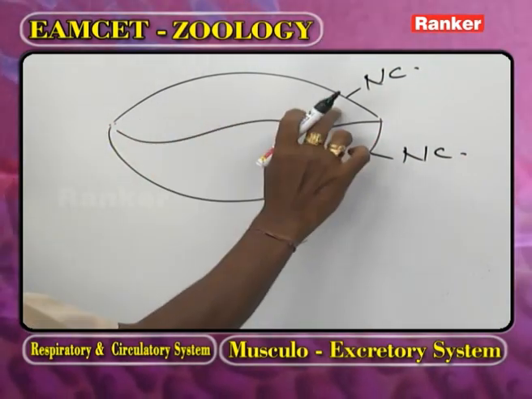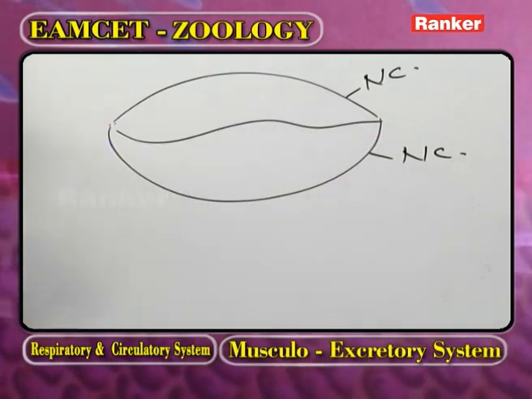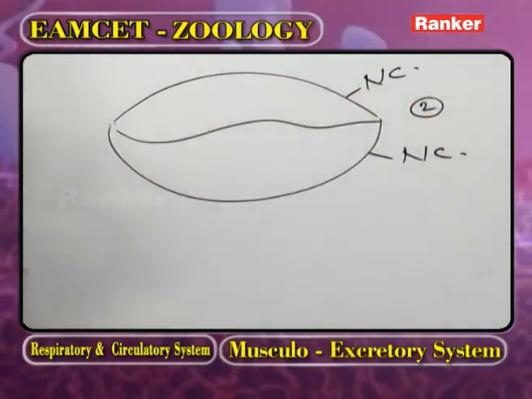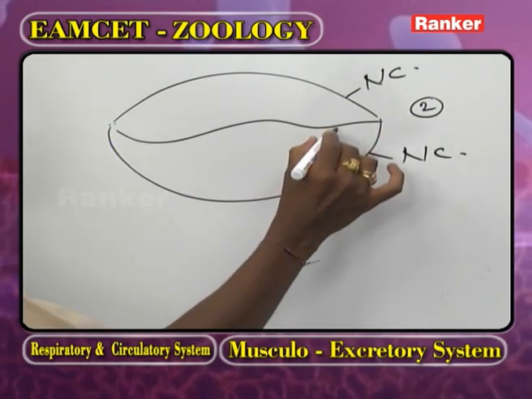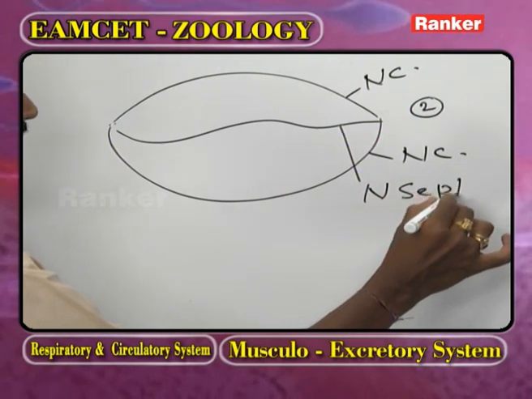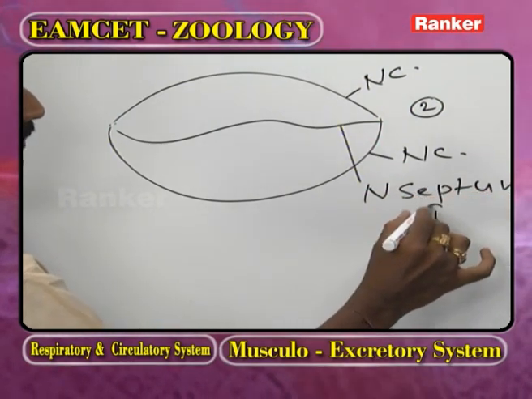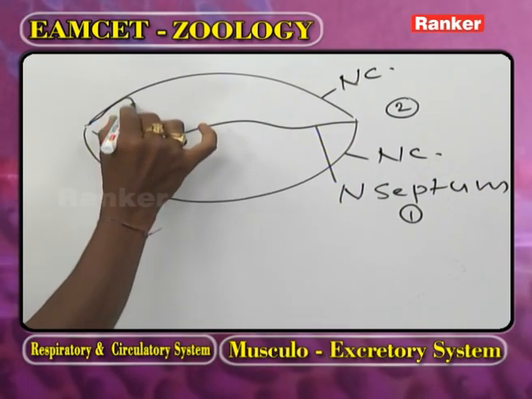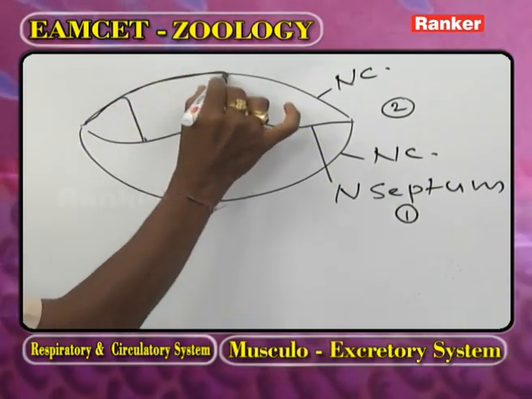A longitudinal nasal chamber, another longitudinal nasal chamber. How many nasal chambers here? 2. Now, the nasal chambers are separated by nasal septum. How many nasal septum? 1 in number. Now, each nasal chamber divides into 3 parts.